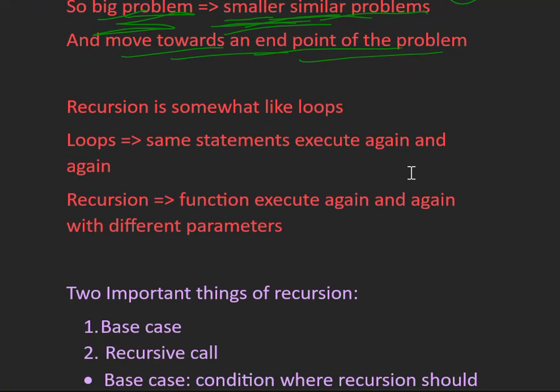So recursion is almost similar to loops. In loops, we execute the same statements again and again, but in recursion the same function is executed again and again instead of statements, and with different values of the parameters, right?